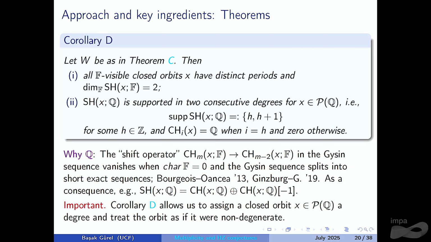So this is directly related to what happens in the Gysin sequence, which connects equivariant and non-equivariant homology, etc. The second part of this theorem, at least for the time being, is only true for Q coefficients.